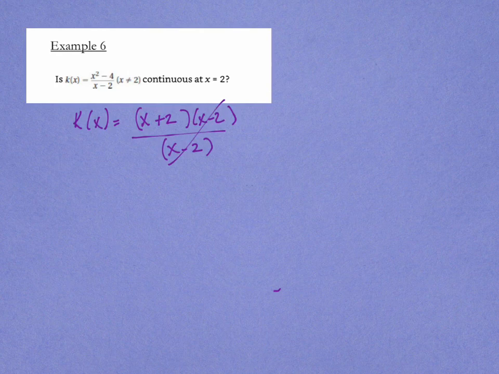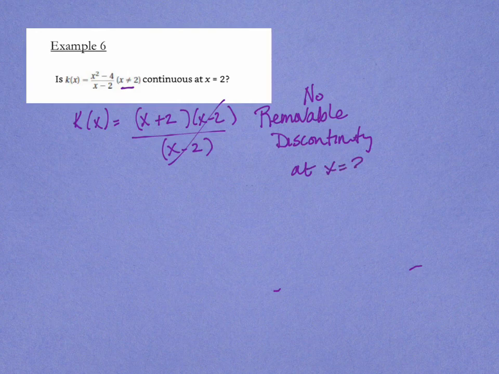That's all I have at x not equal to 2. It's this. It doesn't say what it is at 2. And I see it has a hole at 2. So this has a removable discontinuity. So the answer is no at x equal 2.